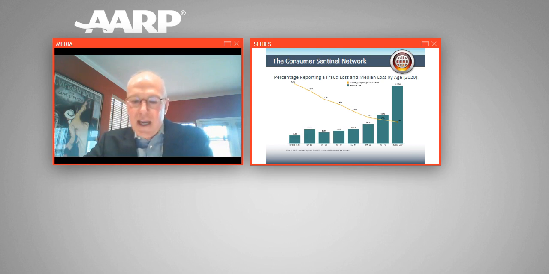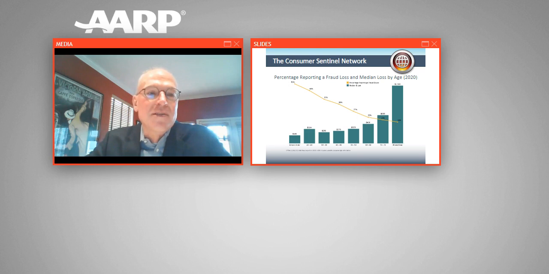So if you can't see this slide, one thing you can do is click on the corner and just expand the slide so you can see the graph.